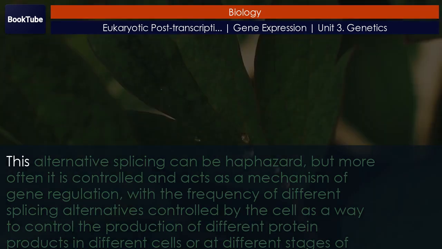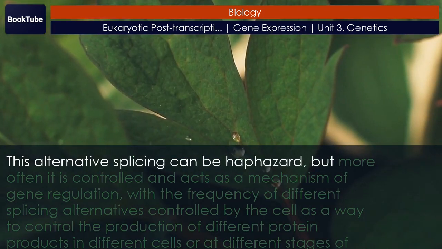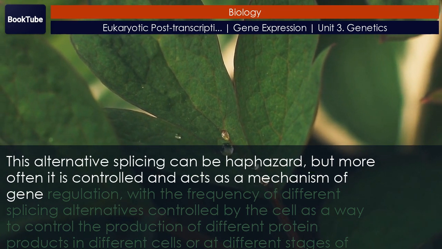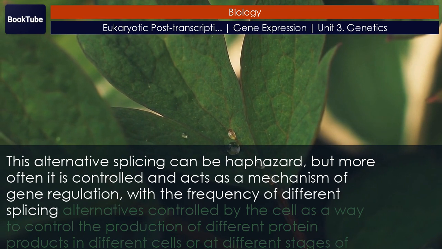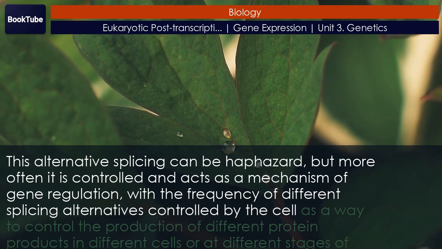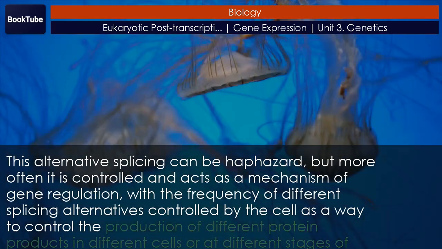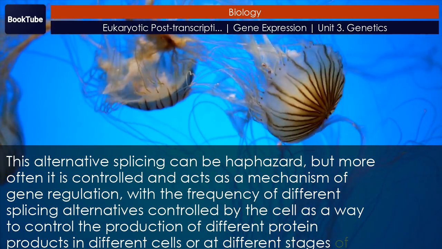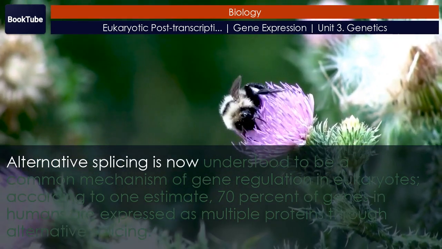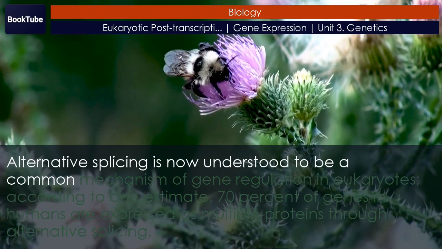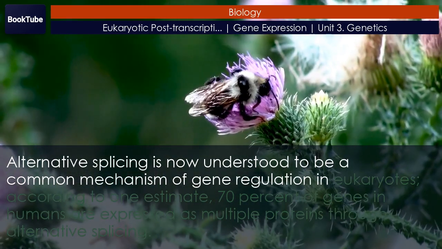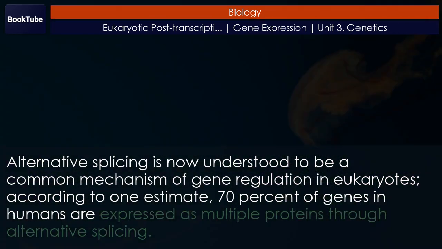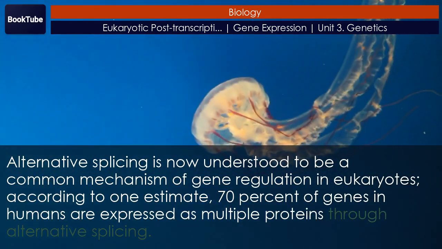Figure 2. This alternative splicing can be haphazard, but more often it is controlled and acts as a mechanism of gene regulation, with the frequency of different splicing alternatives controlled by the cell as a way to control the production of different protein products in different cells or at different stages of development. Alternative splicing is now understood to be a common mechanism of gene regulation in eukaryotes. According to one estimate, 70% of genes in humans are expressed as multiple proteins through alternative splicing.